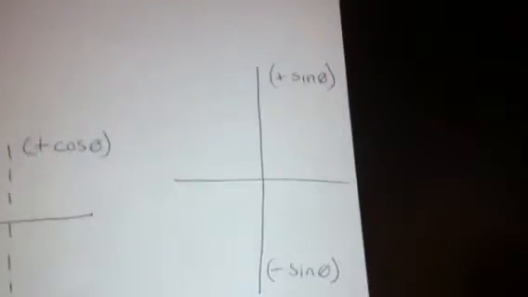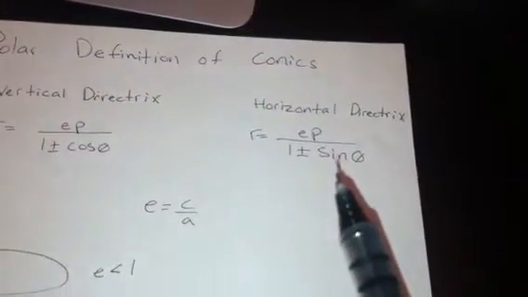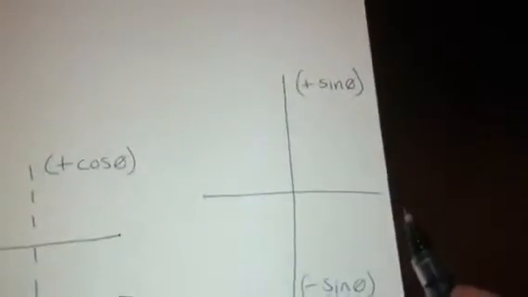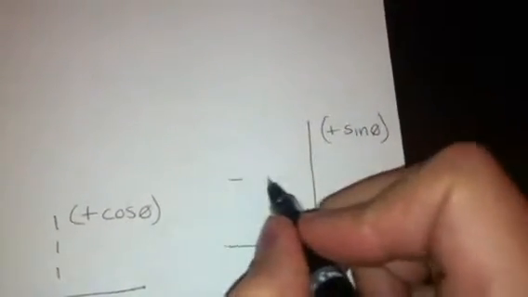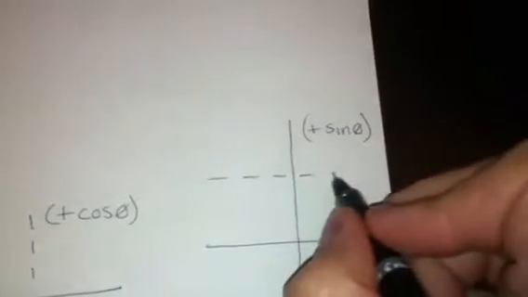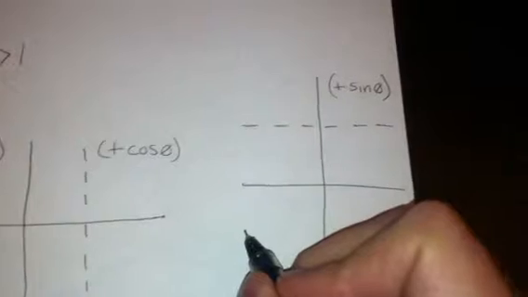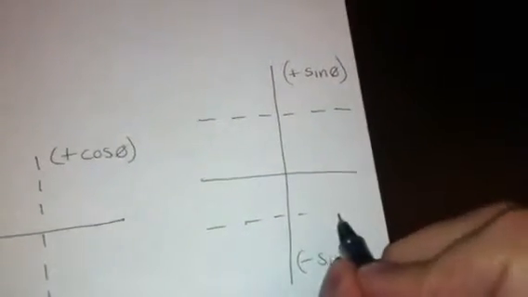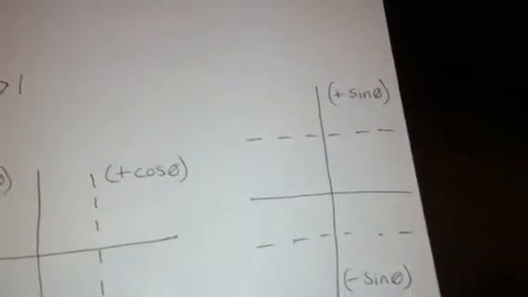So now if we have a horizontal directrix given by this equation up here, if we have a positive sine value, then we're going to have a horizontal directrix in the positive region of y. If we have a negative sine value, we're going to have a horizontal directrix in the negative values of y.